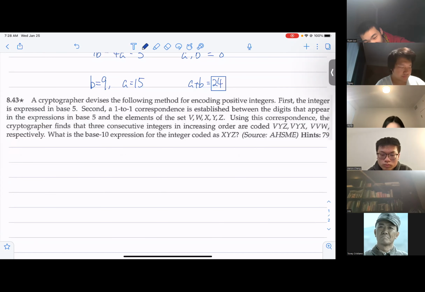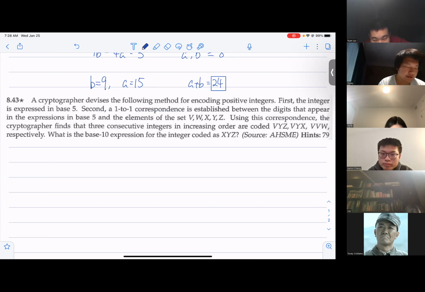Okay, so we're basically just going to figure out what X, Y, Z are, and to do that we have to figure out what V and W are. VWXYZ have to be 0, 1, 2, 3, 4, these 5 digits. We have to find a one-to-one correspondence.